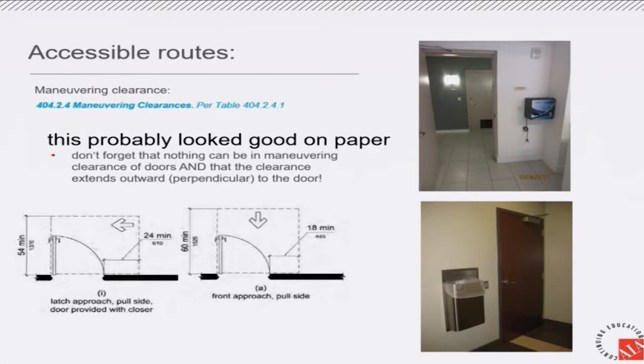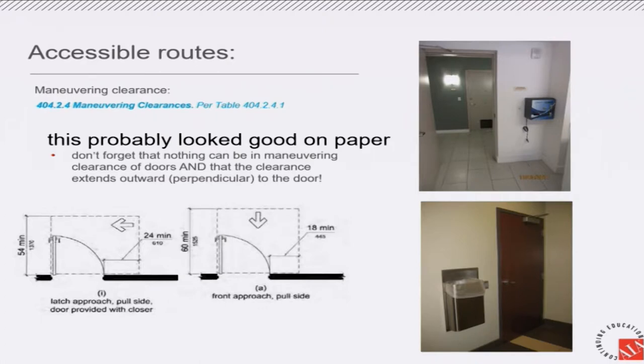More maneuvering clearance problems. That little doohickey is a card thing in the laundry at the public housing where you stick your card in to charge it with money so you can use the card for the washers and dryers. That's a door. I know the door swung out of the picture, but look at the closer to prove that I'm not making stuff up. And that's the pull side.